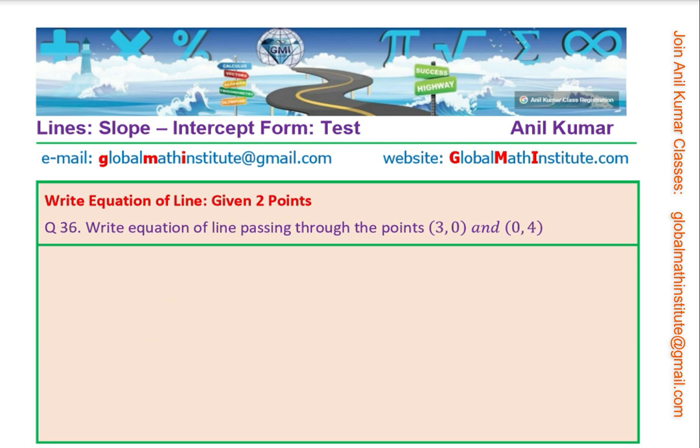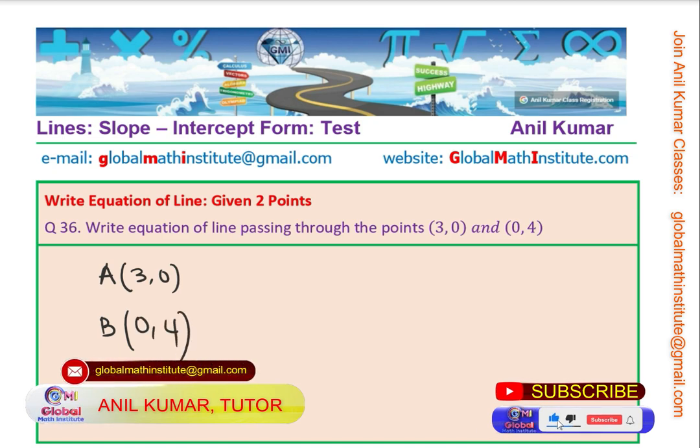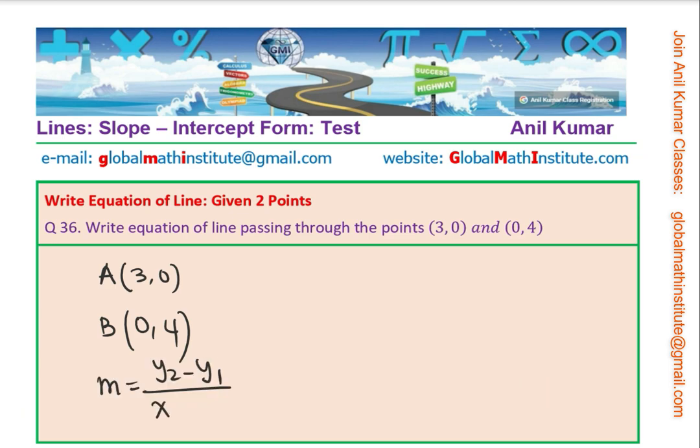Next question is, we have to find the equation of the line passing through the points (3, 0) and (0, 4). So we're given points, let's say A, which is (3, 0) for us, and B is (0, 4), correct? So how do you find this equation? Well, let's find the slope m, which is y2 minus y1 over x2 minus x1, right? So let's find the slope first.